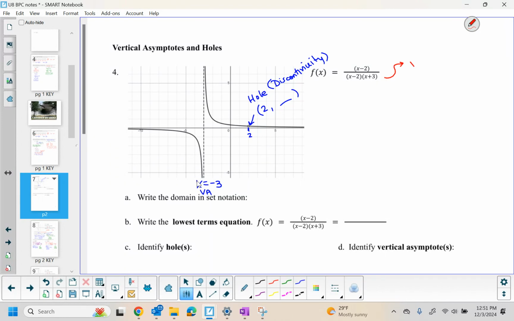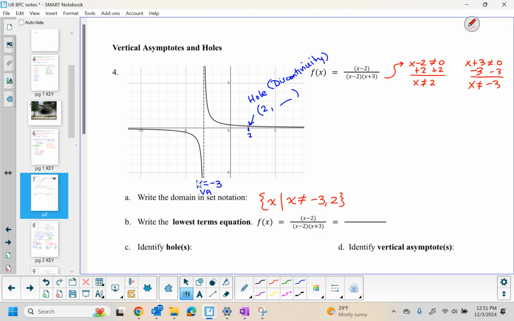We can see that from the denominator, x minus 2 cannot be 0, and x plus 3 cannot be 0. And so I know that x cannot be 2, and I know that x cannot be -3. So right away, for the domain, I can say the domain is x such that x is not equal to -3 or 2. It cannot be -3, it cannot be 2.